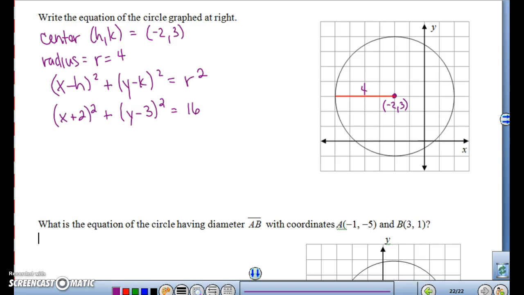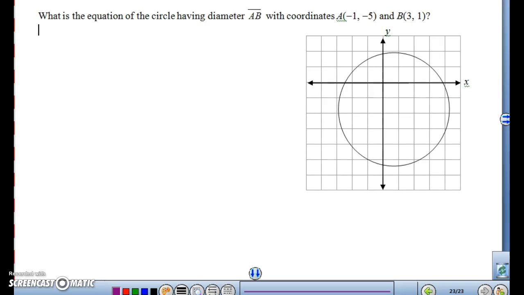All right, let's try a little challenge one, see what we can come up with. What is the equation of a circle having diameter AB with coordinates A (-1, -5) and B (3, 1)? So I need to know the center and the radius of the circle. Let's see if we can figure out the center first of all.